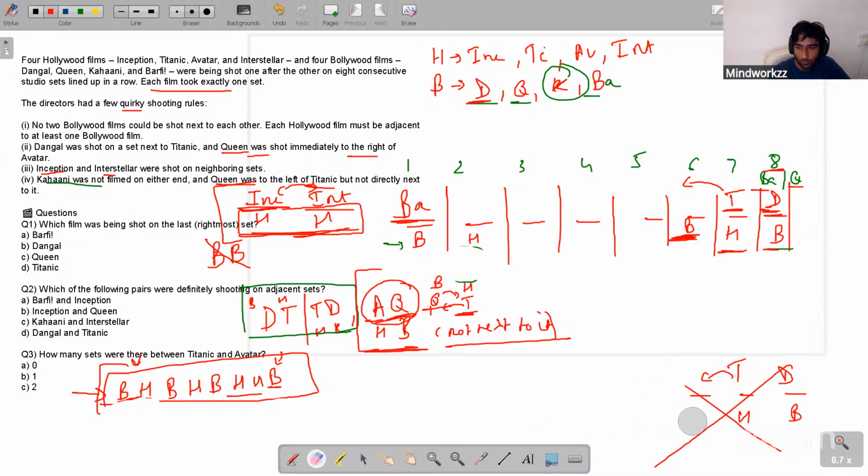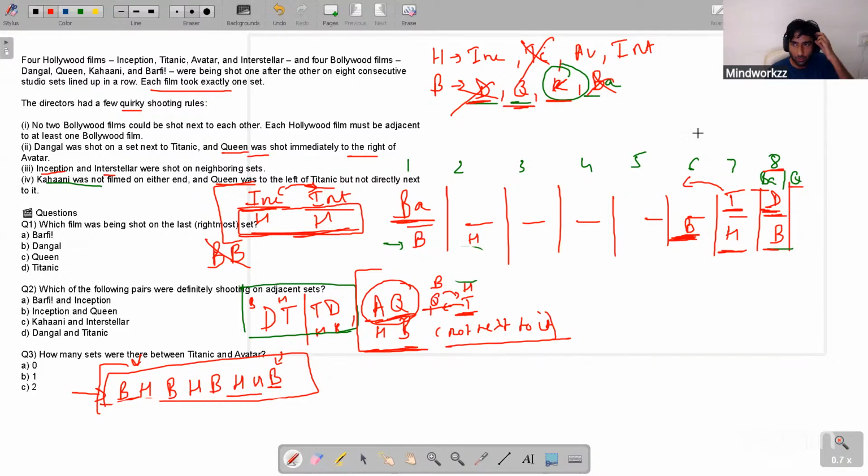Now let's move forward. Since slot number 6 is necessarily a Bollywood film, we have already used Dangal, we have already used Barfi, we have used Titanic as our Hollywood film. So we are left with Kahani and Queen as our Bollywood films which should come on 6. And we know that Queen cannot come in 6 because Queen is to the left of Titanic but not immediately to the left. So this has to be necessarily Kahani. And if this is necessarily Kahani, then this has to be a Hollywood film.